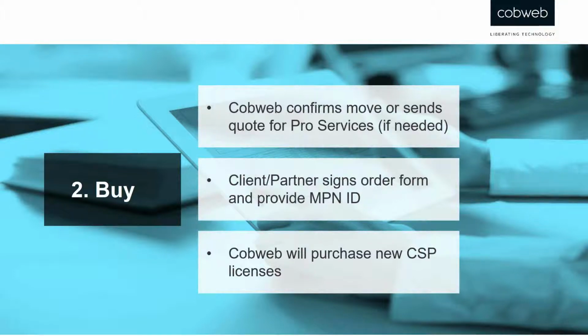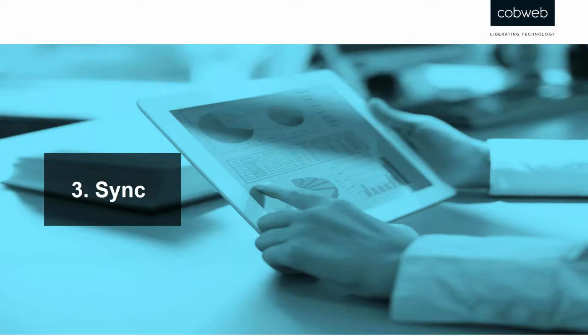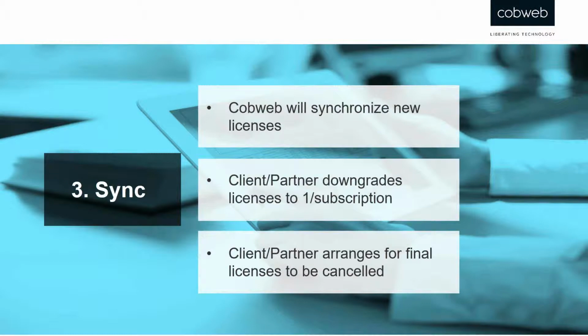So we'll purchase the new CSP licenses, and then we move on to stage 3, which is the synchronisation stage. We've got the new licenses, and the customer's still got their legacy licenses. What we mean by synchronise is we basically downgrade the legacy licenses and use the new licenses purchased under CSP, which we'll be billing you for, and apply them to the users in the account. And it's quite important at this stage that we downgrade those licenses down to 1 per subscription. So you're remaining with 1 license in each subscription.